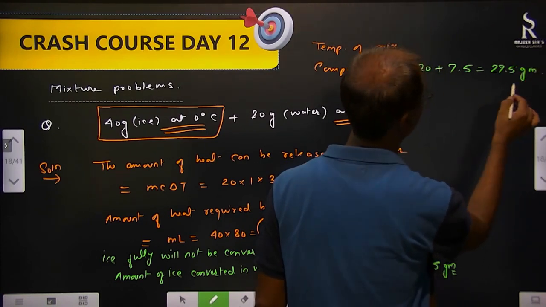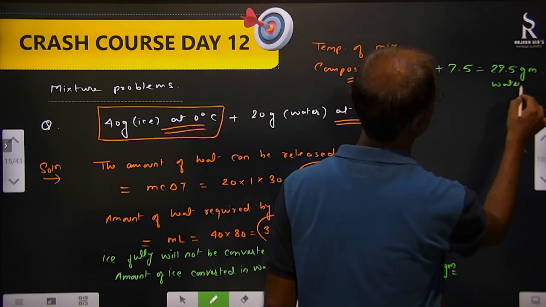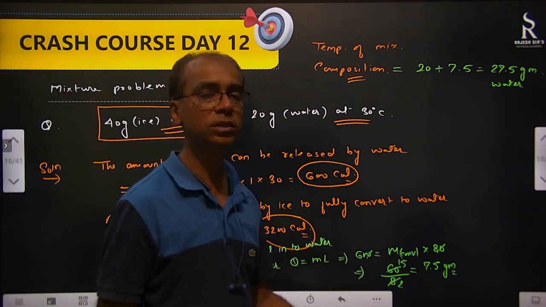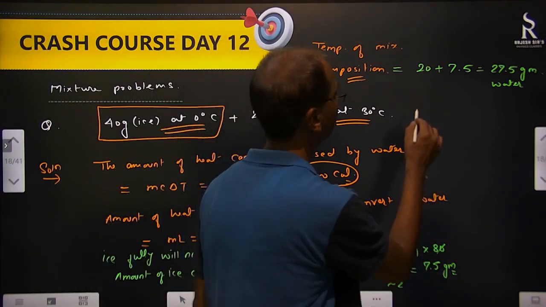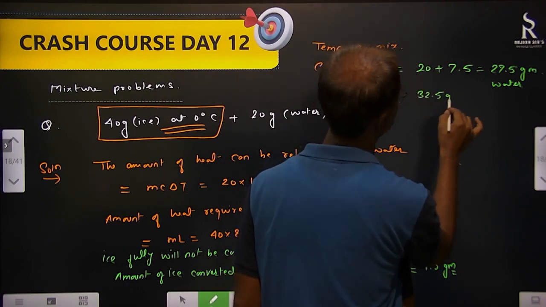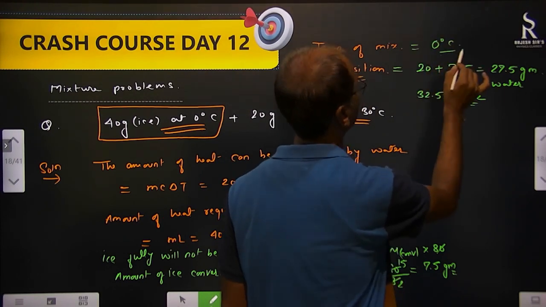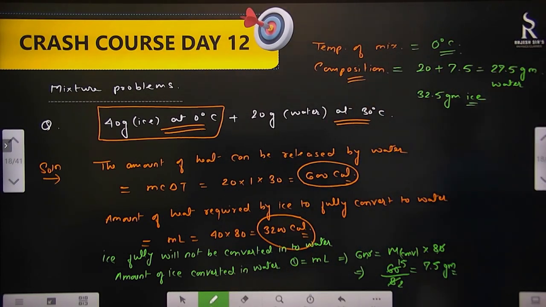27.5 gram water. And how much is ice? It was 40 gram. From 40 gram, 7.5 gram is converted. So how much is remaining? 32.5 gram ice. The temperature of the mixture is 0 degree centigrade, and the amount of ice and the amount of water, both we have written. So like this we solve mixture questions. I hope it's clear. Okay, let's move ahead then.